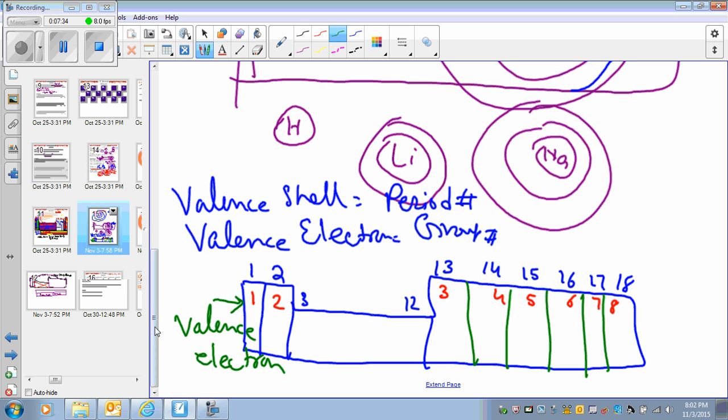Let's do some examples, like lithium right here. Lithium is in period 2, so the valence shell for lithium is 2, and lithium is in group 1, so valence electrons for lithium is 1. Let's talk about sodium. Sodium is in period 3, so for sodium, the valence shell is 3 and it's in group 1, so valence electrons is 1. Everybody in group 1 has 1 valence electron, group 2 has 2 valence electrons.